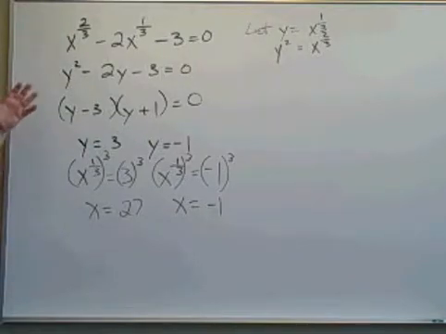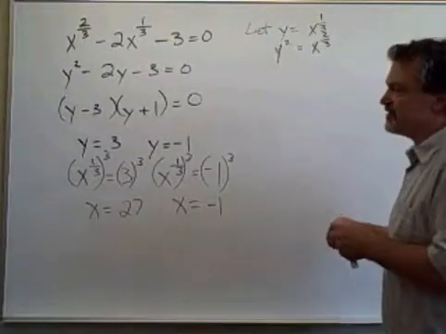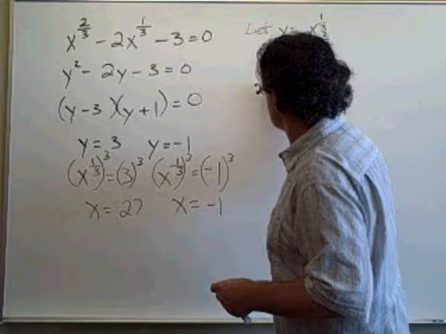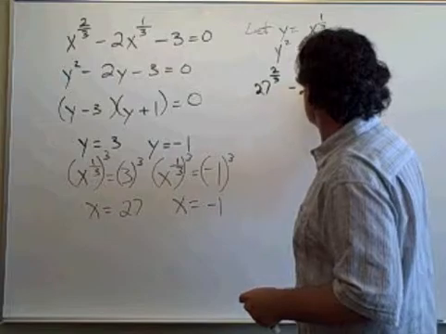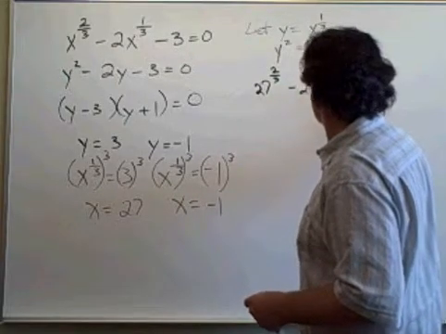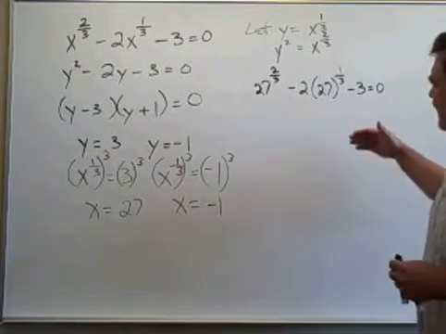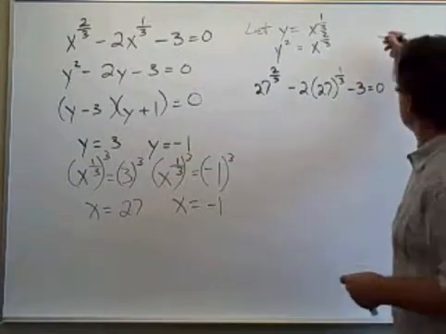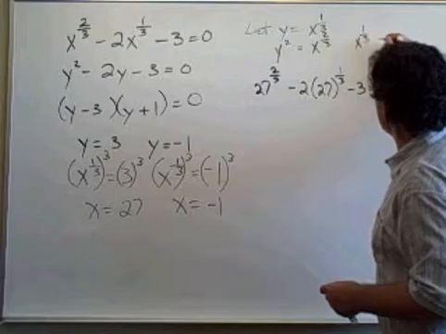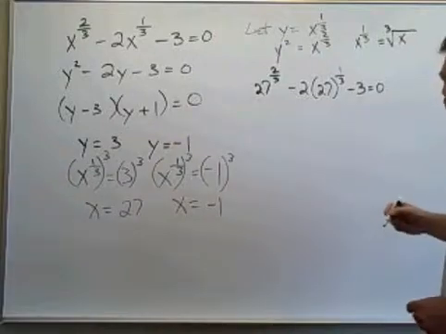So let's try one of those solutions back in the original equation to make sure that it really works. Let's try 27. So we're going to take 27 and put it in place of x. Now, the 1/3 power is the cube root. If you have x to the 1/3 power, that's equal to the cube root of x. Well, what about the 2/3 power?